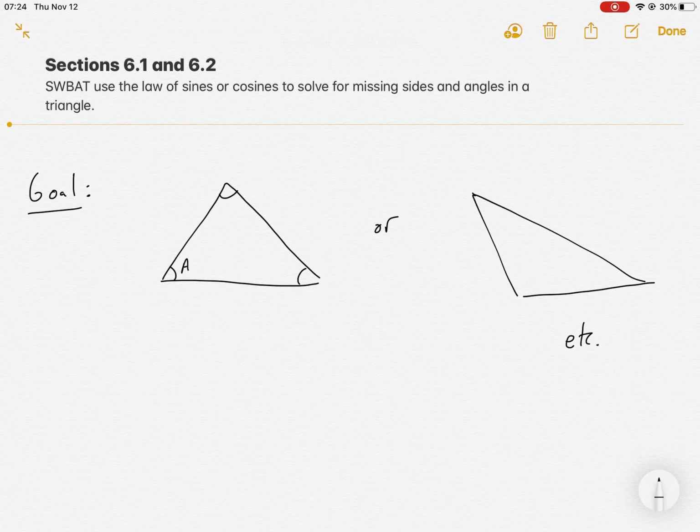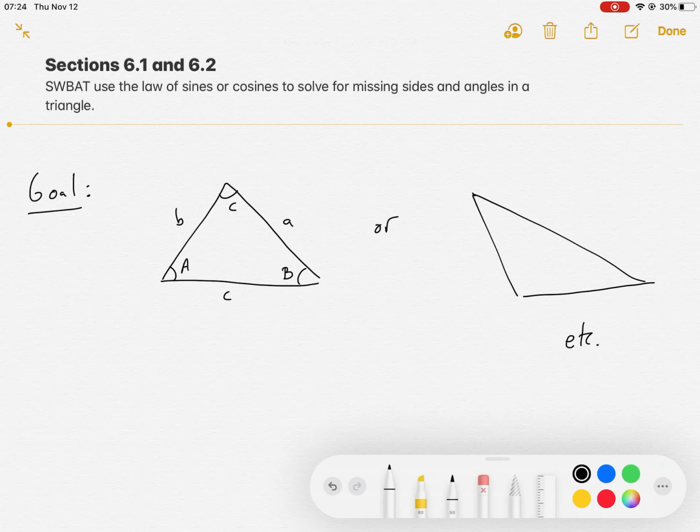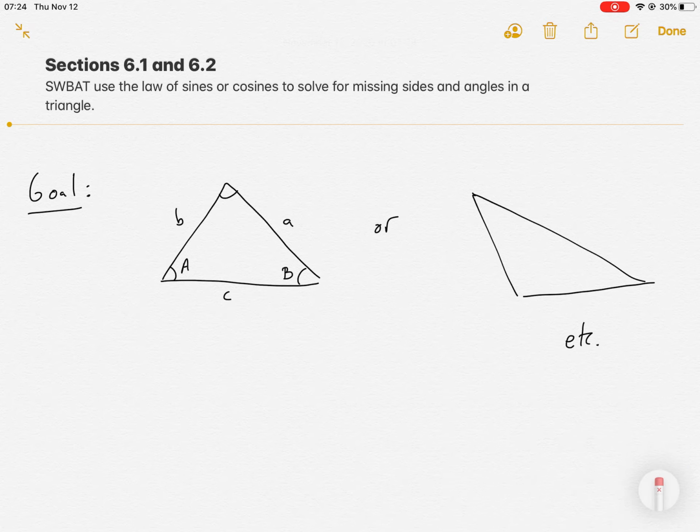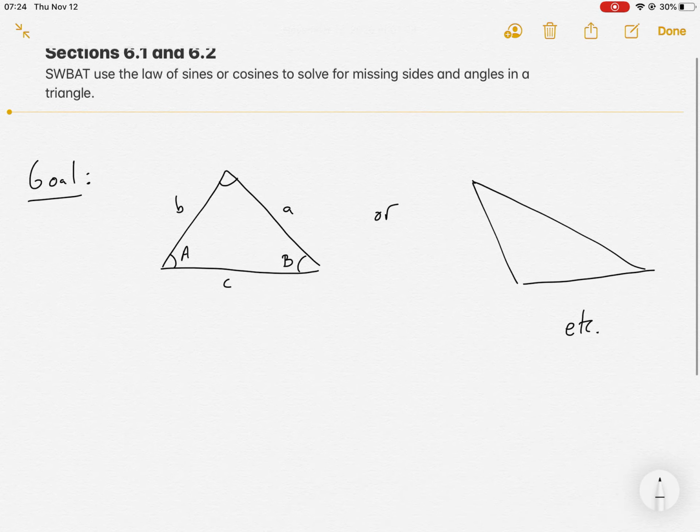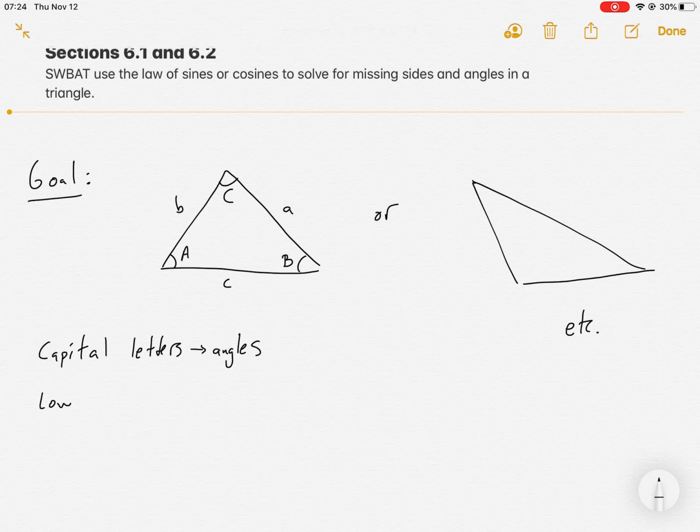So usually we see capital A for that angle, capital B, capital C. It really doesn't matter what letters you use, but this is sort of the general way to do it. Sometimes I do have to kind of be a little more careful with the capital C because it looks about the same, so I'll make it a little bit bigger. But essentially, capital letters are angles, and then the lowercase letters are side lengths.